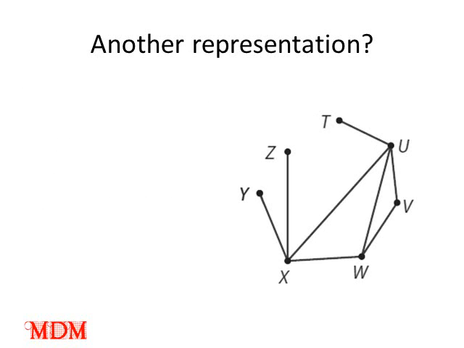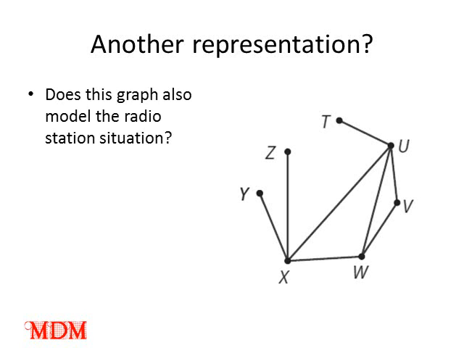Take a look at this graph. Does this graph also model the radio station situation? Check out the valences of the vertices. Are they the same as the valences of the vertices in your graph and in the graph that I drew?